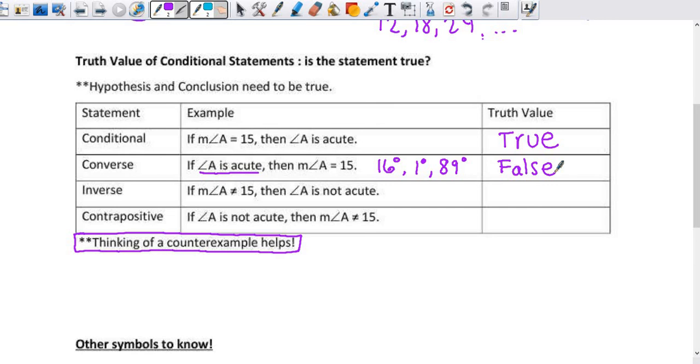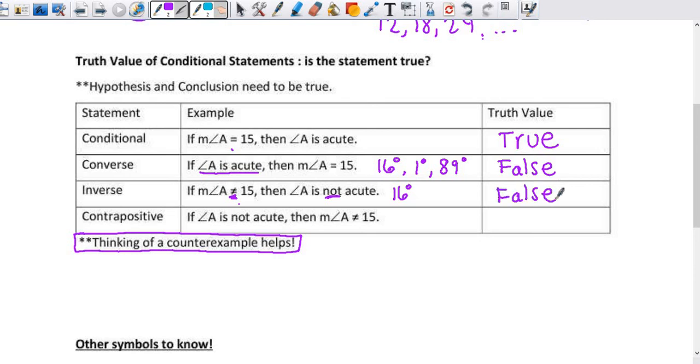Inverse. We have the same order as our original. The angle A equals 15 is first, and the acute part is second, but we've got those nots in there. So if the measure of angle A is not 15, then angle A is not acute. Well, if it's not 15, maybe it is 16 degrees again. And is that still acute? Yes, it is. So there's another counterexample.